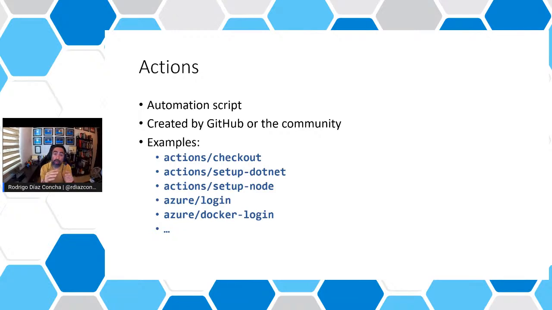And finally, actions are those small packages, those scripts that are pre-built, and those actions are created by GitHub, the company, or they could be created by the community. Okay, and you can also write your own actions if you want. There are hundreds and hundreds of actions that we can use in our own CI/CD pipelines. There are some examples here on the screen, such as checkout, setup .NET, setup node, Azure login, Azure Docker login, and as I said, there are hundreds and hundreds of actions.